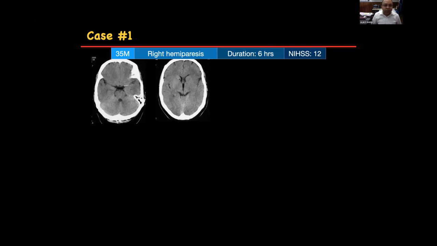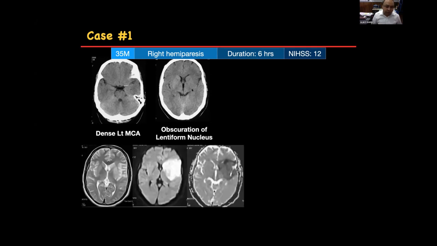The caudate is also well seen. Here, the caudate is hypodense compared to the contralateral side. The lentiform nucleus outline is not seen. On the right side, we can see the outline of the insula, which is also not seen on this side. So these are the early ischemic changes: there is an obscuration of the lentiform nucleus, the loss of the caudate signal intensity, and the insula is not seen. So in this case, the MR was also done.